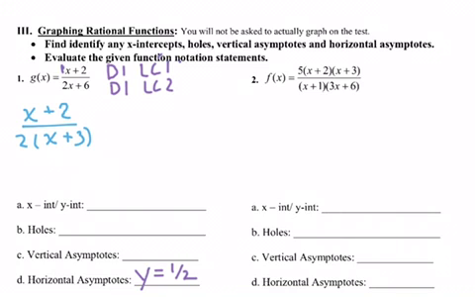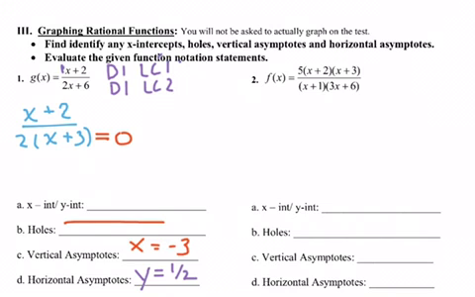Now let's look for some discontinuities. We have a hole when we have the same factor in both the numerator and denominator. Since that's not happening for this example, there are no holes. We have vertical asymptotes when the denominator is equal to 0. So that would happen at -3. So x equals -3 would be my vertical asymptote.